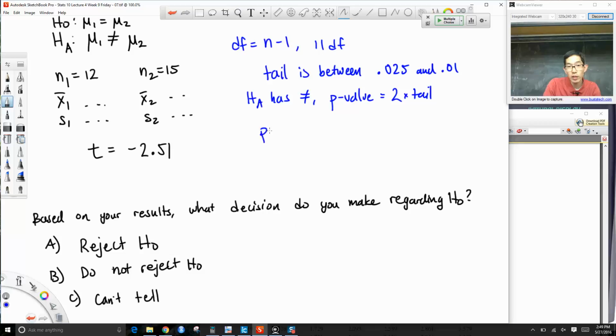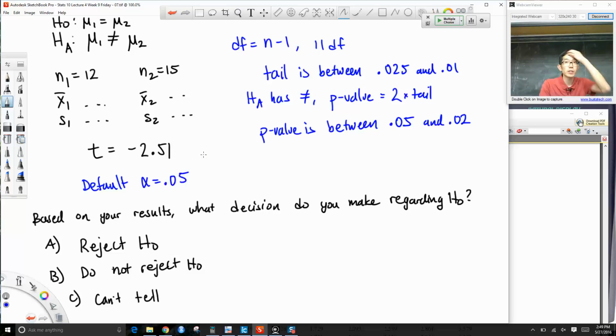So the p-value is between 0.05 and 0.02. As far as alpha goes, it was not provided, so we're going to default to using alpha equal to 0.05. If alpha is not given in the problem, you default to using alpha equal to 5%.